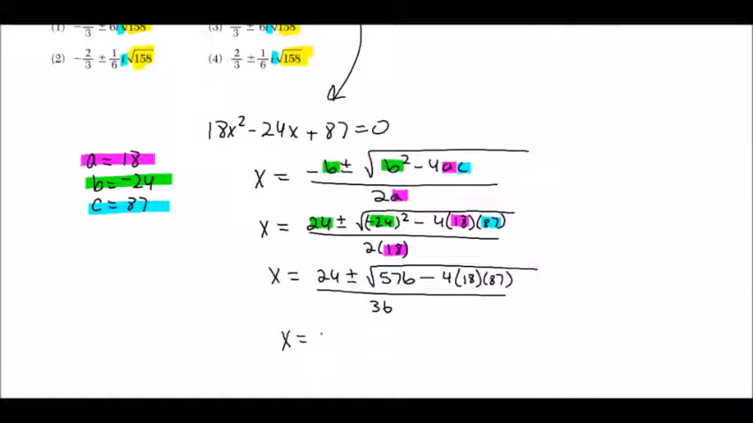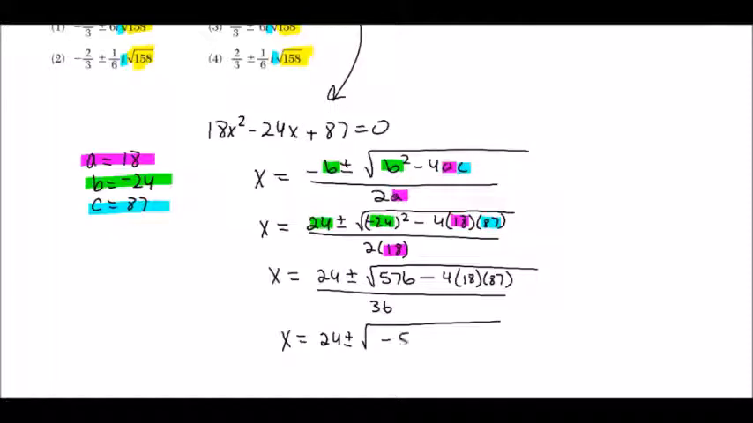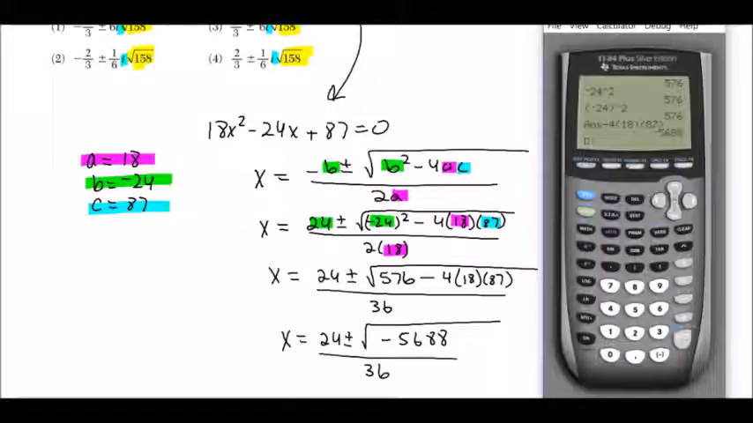So we have x is 24 plus or minus the square root of negative 5,688 over 36. Now, this is a very unwieldy number, so what we want to do here is see if we can take out some perfect squares. So try to divide it by 4. That works. Why don't we try some higher numbers, though? Especially because we know what's left under the square root in all four answer choices is 158.